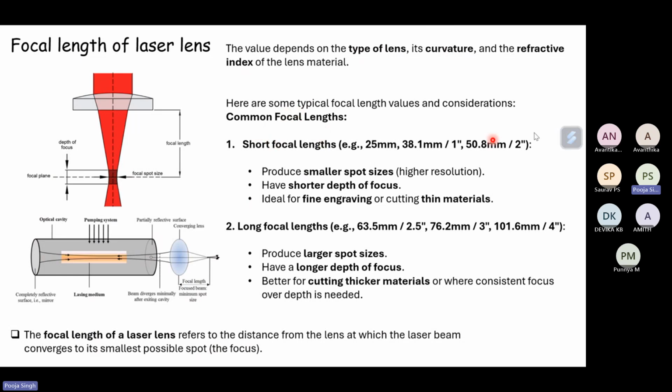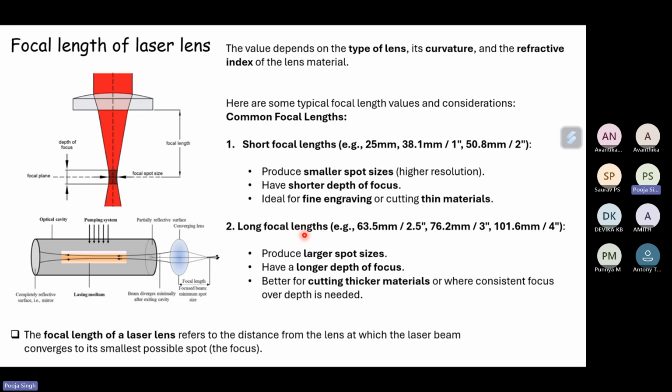Now, what are the common focal lengths according to numerical value? Short focal lengths are basically 25 millimeter, 38.1 millimeter, and 50.8 millimeter, that much only. So what does a short focal length give you? It provides a smaller spot size with high resolution and a short depth of focus, ideal for fine engraving or cutting thin material. So if you have to cut anything fine, then you can use the short focal length.